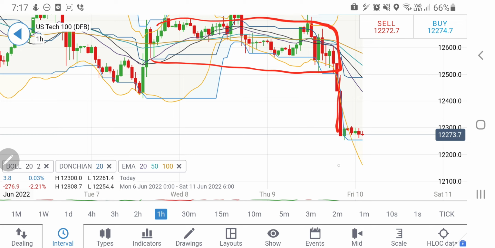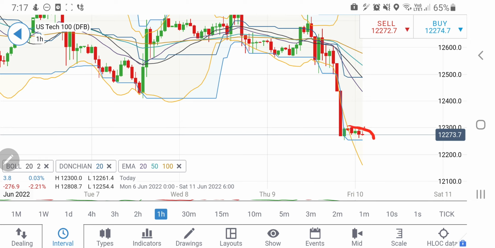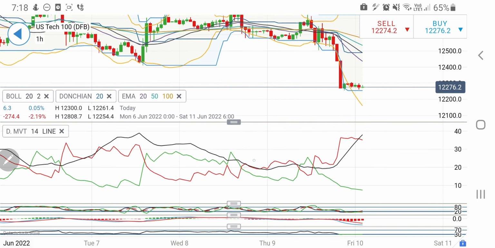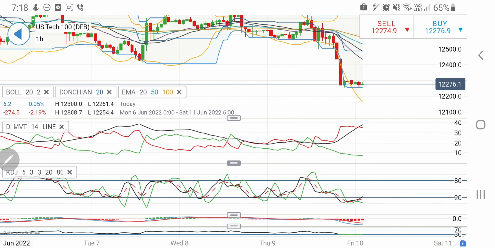Now look at this. It is looking for 12,300 to break past. If it trades above 12,300, yes, you can initiate a long entry. Then you can expect 12,350, 12,400, and it can try to come back towards 12,500 levels. So beyond 12,300, you can initiate a long entry for 12,350, 12,400, and then 12,500 can also be seen there. Directional movement on the hourly charts is bearish.